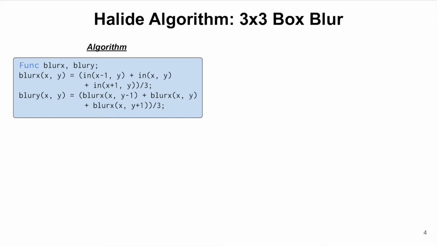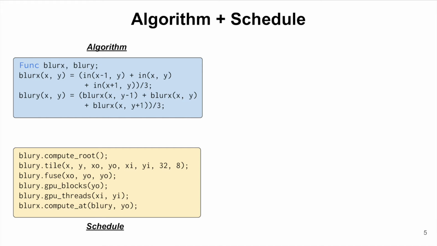Let's look at an example program. Here we have a 3x3 box blur that works in two stages. First, blur X operates on the columns of the image, then blur Y operates on the rows of blur X. In the bottom left, we have a possible schedule for this algorithm. You don't need to understand all the details, but these operations specify things like how much and where memory is allocated, and how loops are parallelized as GPU blocks and GPU threads.